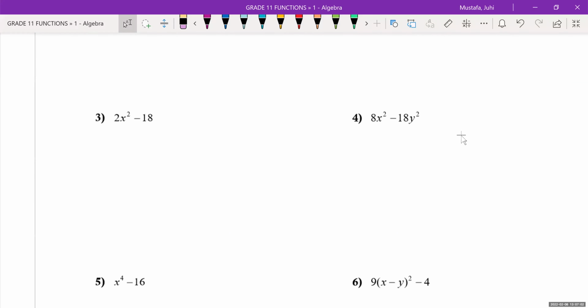Okay, question number 3. Are 2 and 18 perfect squares? No. However, do you see a greatest common factor? Yeah, so we're going to take out the greatest common factor. And now inside the bracket, we have two terms with a minus sign, and both of them are perfect squares. So to factor it, I take the square root of the first term, I take the square root of the second term, and I'm done.